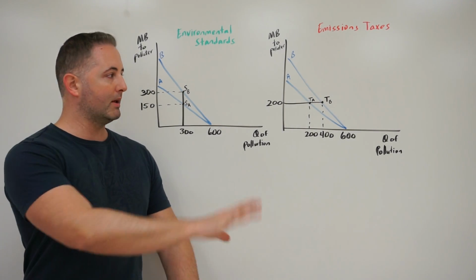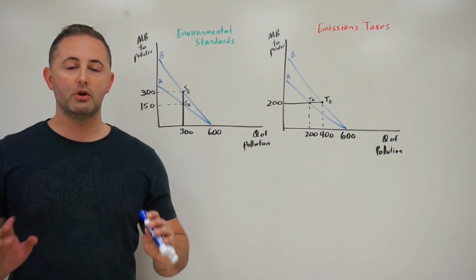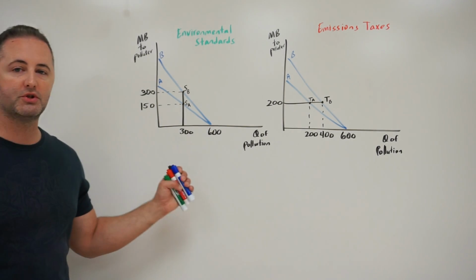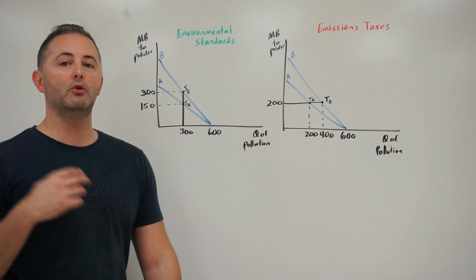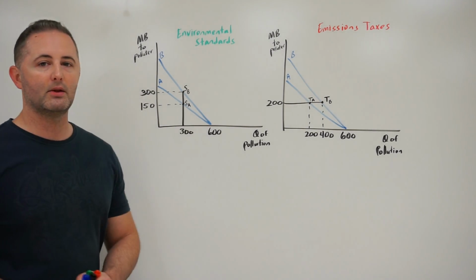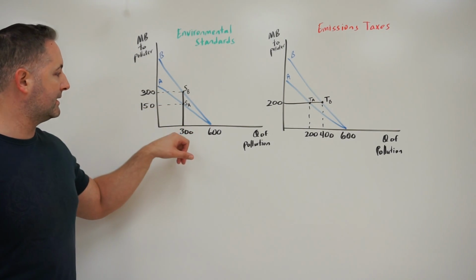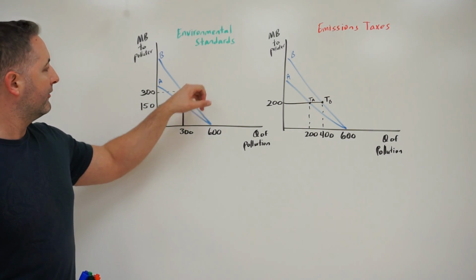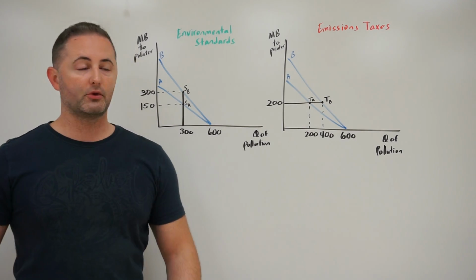So the government's goal, again, as just a little bit more background, is that they want 600 units of pollution. In this case, since there are two producers, they just set a law that says no individual producer can pollute more than 300 units. And so we look here at SA, that's the standard for A. That means that they're going to produce 300 units. For firm B, they're also going to pollute 300 units.